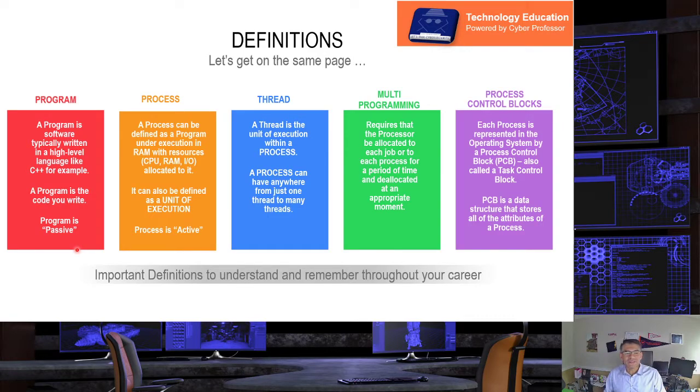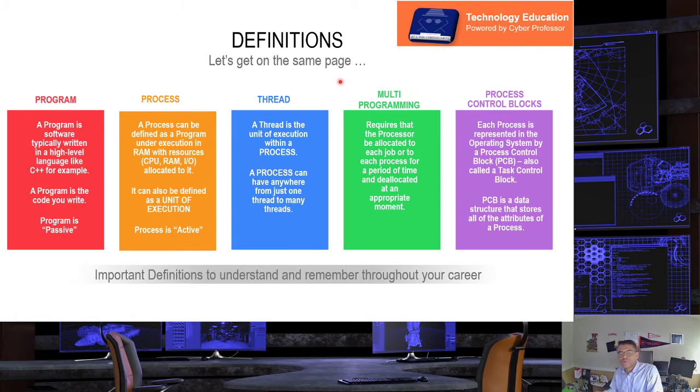A program is a software typically written in a high-level language, like, for example, C++. A program is what software developers or programmers write, is the code that is written by the software programmers, and we need to take a look at it from the perspective of the program being the passive component, rather than the active one.